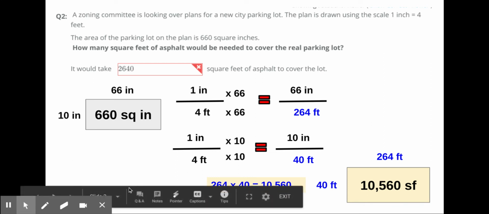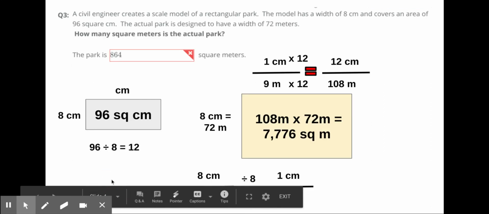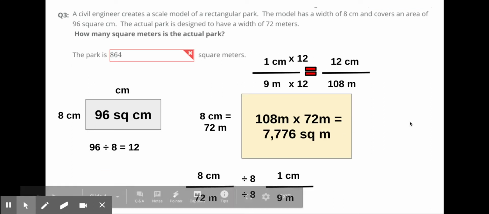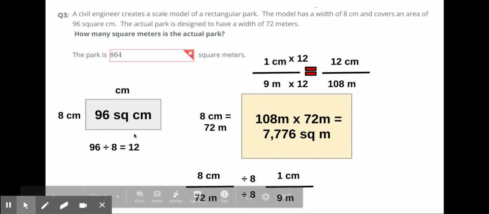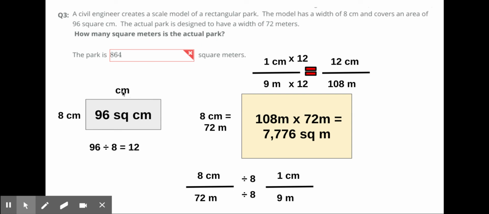All right, let's go to the last problem here. A civil engineer creates a scale model of a rectangular park. The model has a width of 8 centimeters and covers an area of 96 square centimeters. So here's our original thing. We're given this width, and we're given the area. Think to yourself, 8 times what equals 96? Or 96 divided by 8 equals 12. So we know this is going to be 12 centimeters.